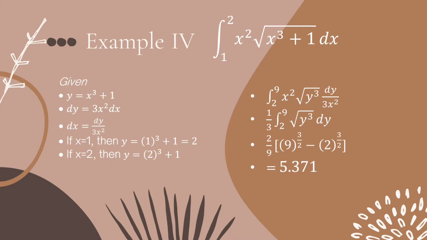Next, we will get the transform boundaries. So if x is equal to 1, then y is equal to 2. The other one is if x is equal to 2, then y is equal to 9. Next, we will evaluate the new integral, which is 1 over 3 integral of y cubed. Then we will use FTOC and substitute the values of our boundaries. This will give us 5.371.